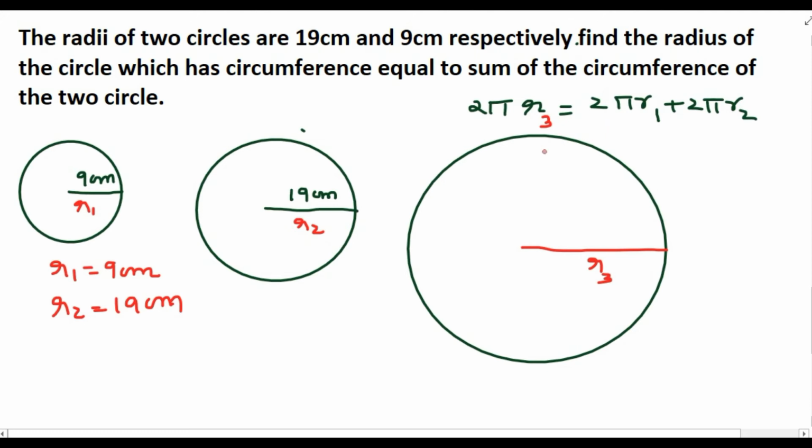We want to find the radius of the new circle, but the condition is that the circumference of the new circle is equal to the sum of the circumferences of the other two circles. So we know that 2 pi r3, from that I can find the radius of the new circle, is equal to 2 pi r1 plus 2 pi r2. 2 pi is common, r1 plus r2 is 9 plus 19.